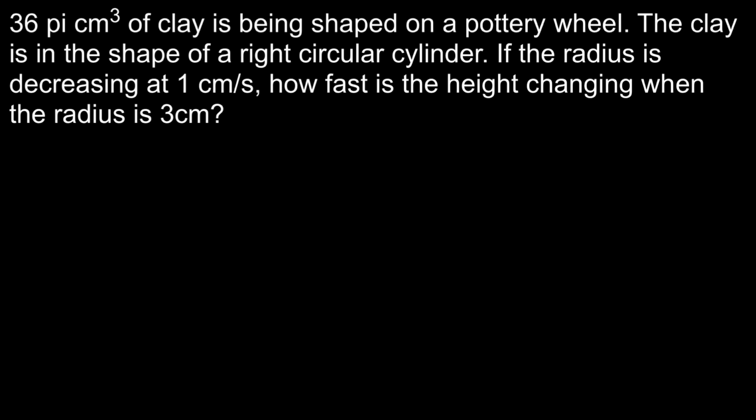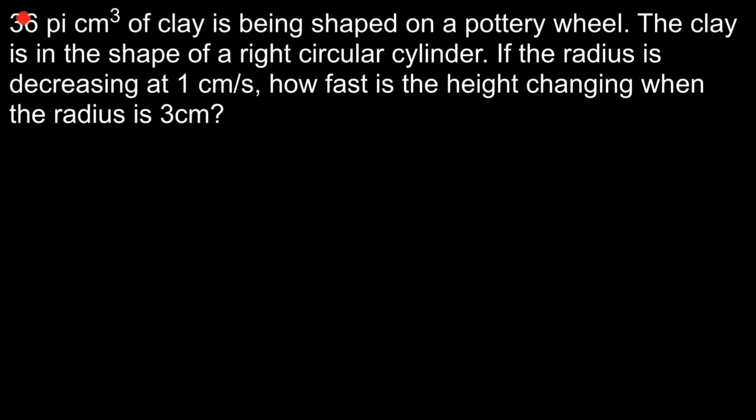Today we're going to look at a related rates problem. 36 pi centimeters cubed of clay is being shaped on a pottery wheel. The clay is in the shape of a right circular cylinder. If the radius is decreasing at 1 centimeter per second, how fast is the height changing when the radius is 3 centimeters? So the first thing we want to do is identify the important pieces of this problem.